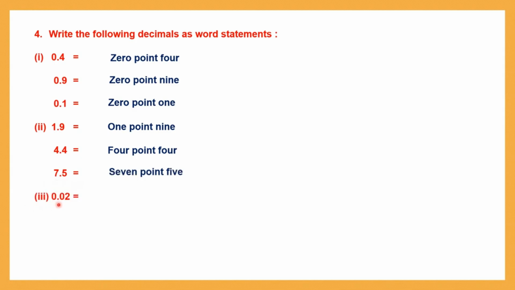Then 0.02. We have to read out each digit. 0.02. Next one. Now here 0.56. We don't say 56. We read out each digit separately. 0.56. Next one. Before the point we read the number because it's a whole number.